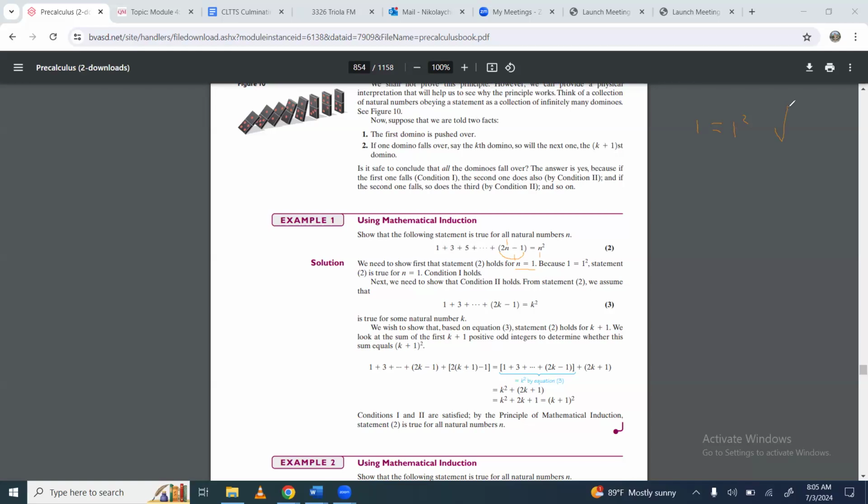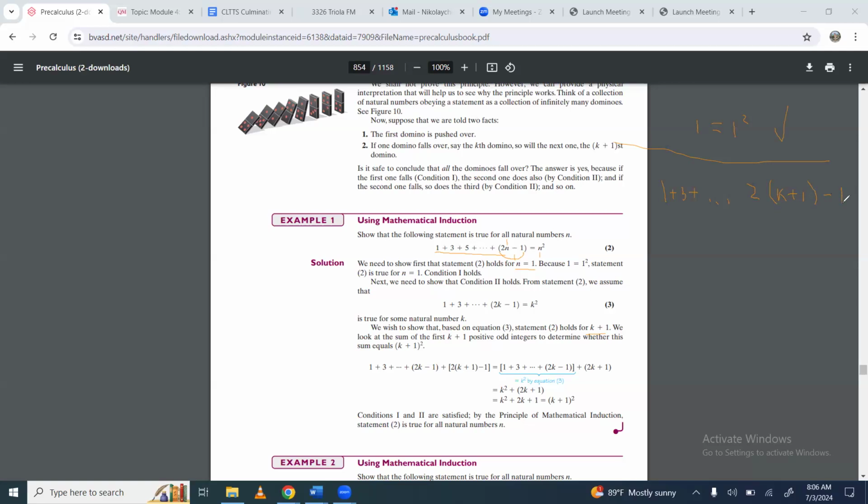So now you need to check it for k plus 1. So that's what they say, k plus 1. So you need to take this formula and see if you add numbers 1 and 3 and 5. So a bunch of odd numbers added all the way to 2 times, instead of n, you have to put k plus 1, right? Because that's what we're trying to test. So instead of n, I put k plus 1 and then subtract 1.